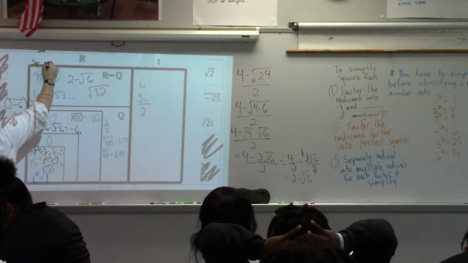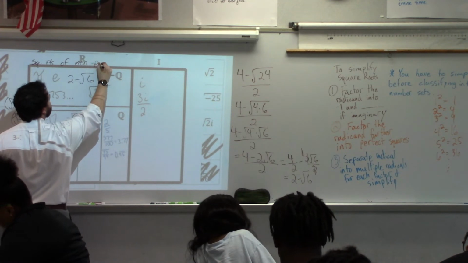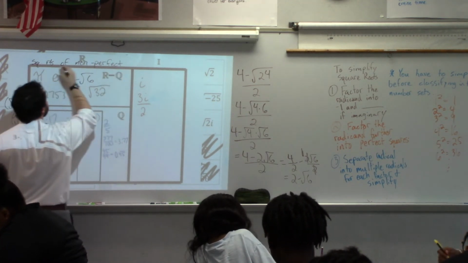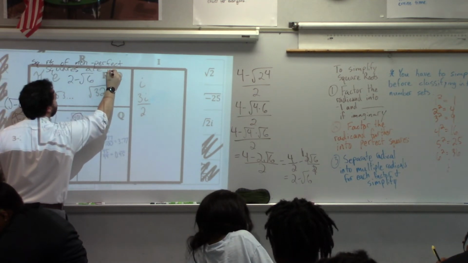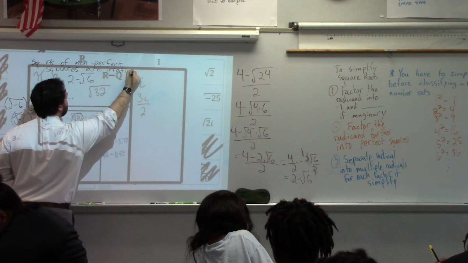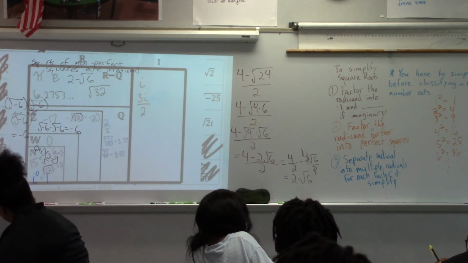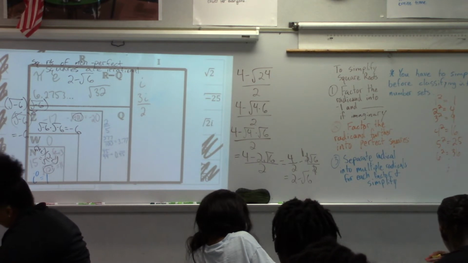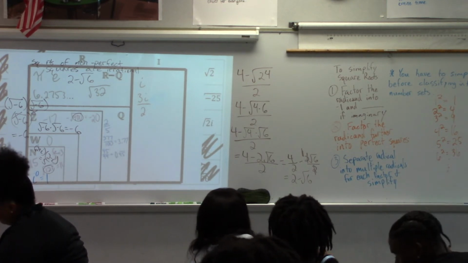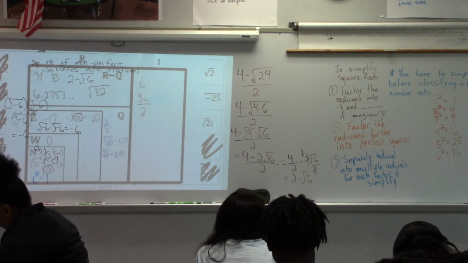So square roots of non-perfect squares are irrational. All day, every day. Square roots of non-perfect squares are irrational. All right?